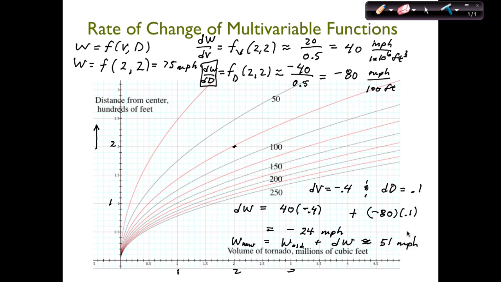So the effects of both of these changes are to make the wind speed go down. Smaller volume and further from the center. That makes sense. Those will both contribute to making the wind speed go down.